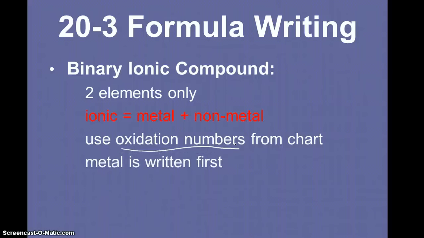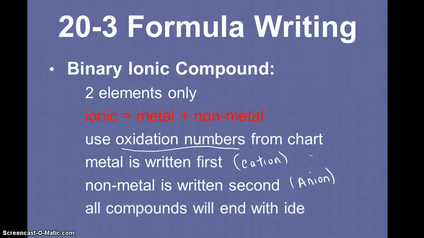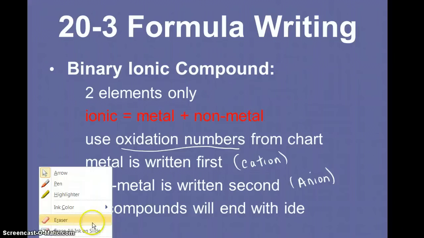When we're writing these, the metal is always written first, sometimes known as your cation. They typically have that positive charge. Remember, the metals tend to lose those electrons, leaving a positive charge behind. The nonmetal is written second, also known as an anion. So let me go ahead and write that in there so you can add that to your notes. Cation written first, and anion written second. Metal, cation; nonmetal, anion. All of these compounds are going to end with an IDE.